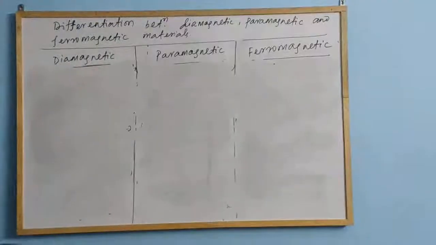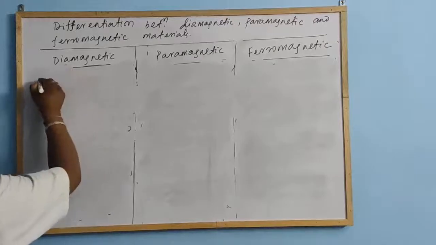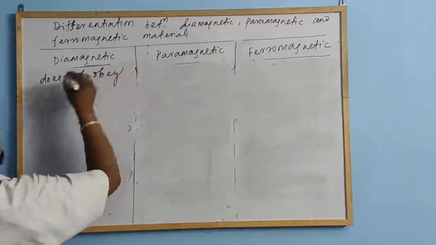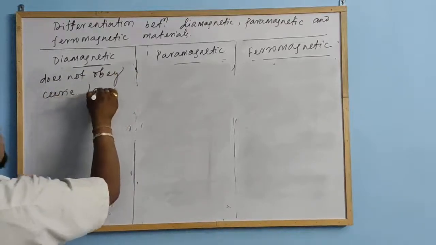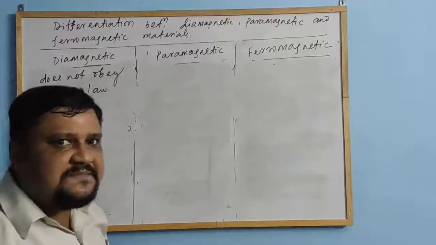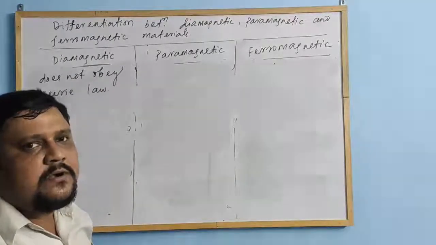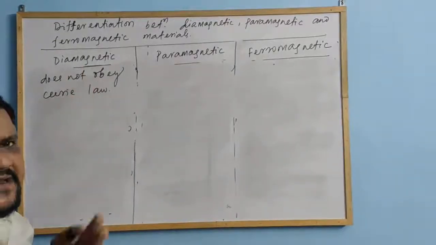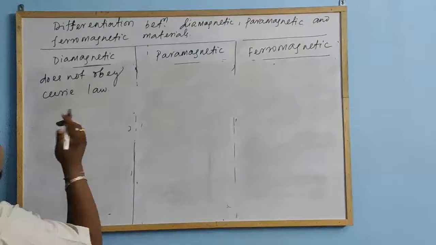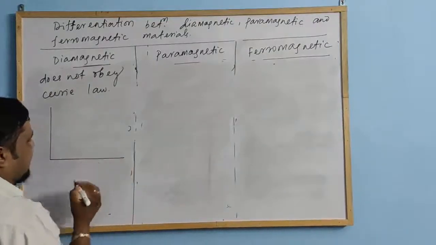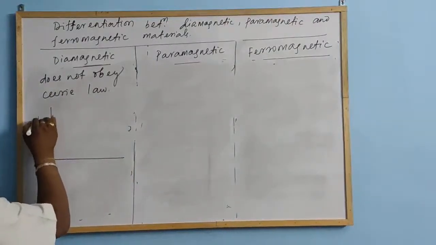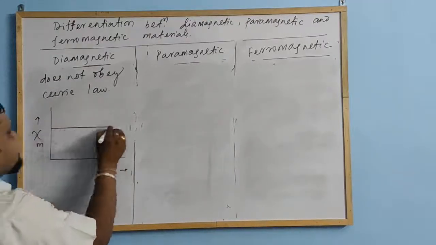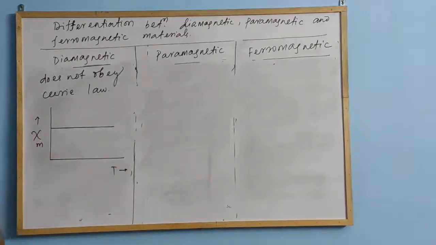A diamagnetic material does not obey Curie law. As I already told you, the susceptibility is inversely proportional to temperature. But diamagnetic materials do not obey the Curie law, which means that susceptibility does not depend on temperature. I can plot a graph like this. This is the magnetic susceptibility and this is the temperature. If you increase or decrease the temperature, the susceptibility remains constant. It does not depend upon temperature.